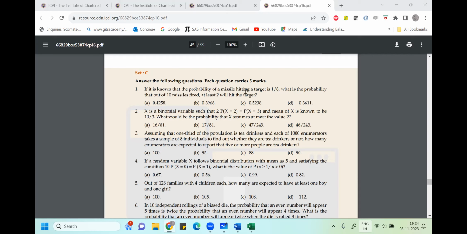You know how to do these kinds of questions? How will you solve this? In the exam, 100% one numerical will come like this, either based on binomial or Poisson, but it will come. Simple, it's like a simple linear equation. And mean is given to you, 10 by 3. What is the mean formula? n into p.